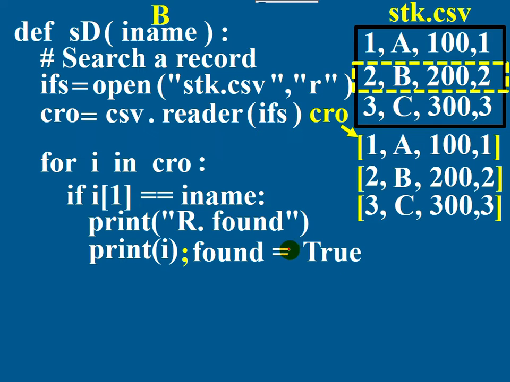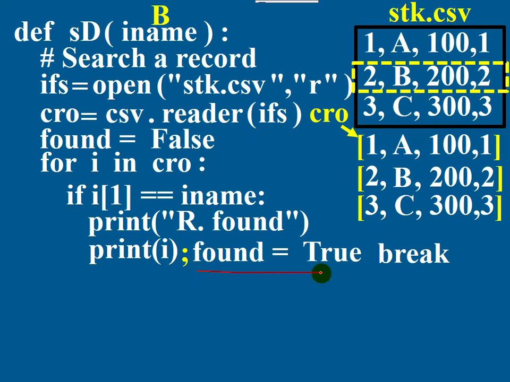So initially found is given the value false. So if the search record is there, found is made true. And if you write multiple statements in the same line, they should be separated using semicolon. Once the record is found, no need to continue with the for loop, you can break. Again, multiple statements are written in the same line, so you can make use of semicolon.